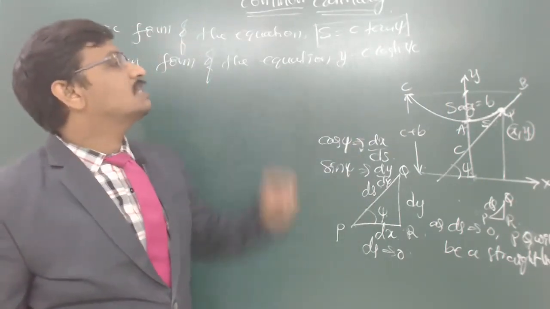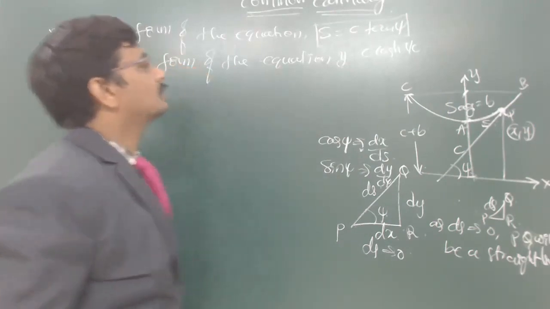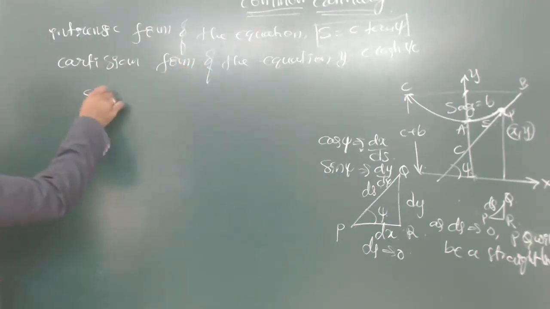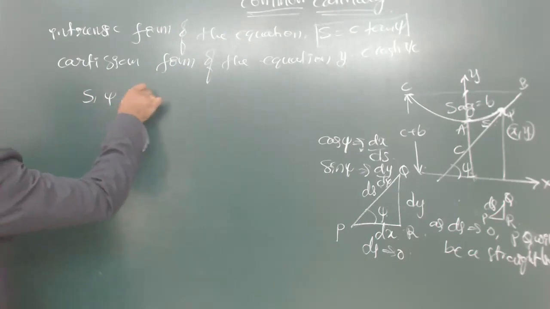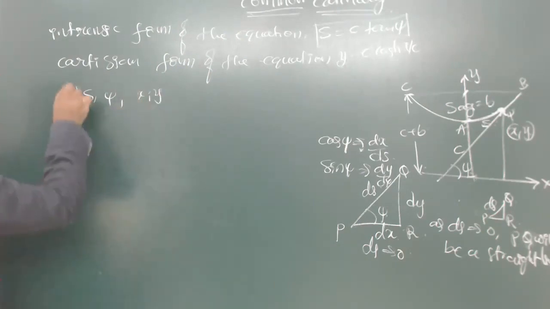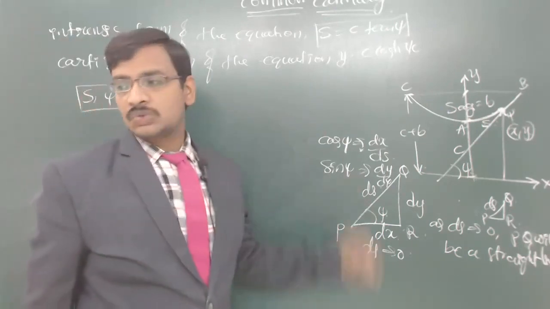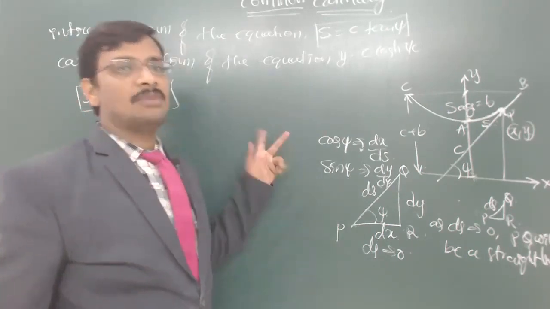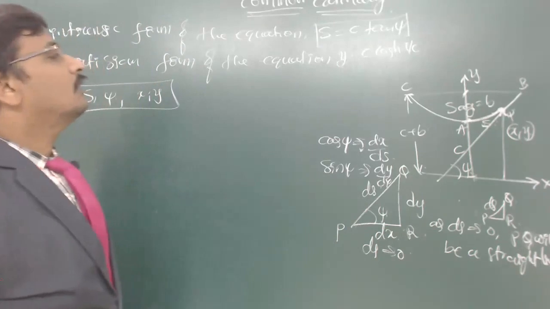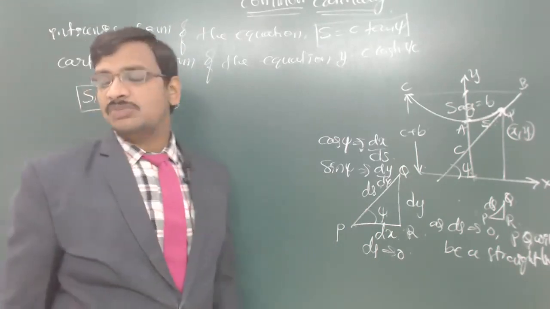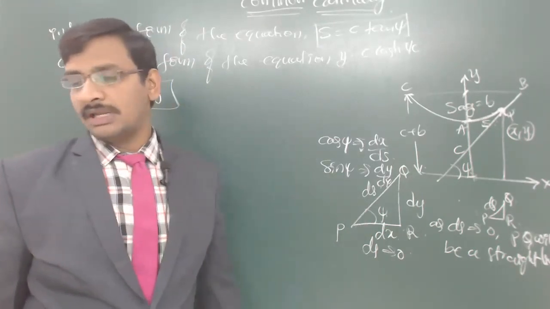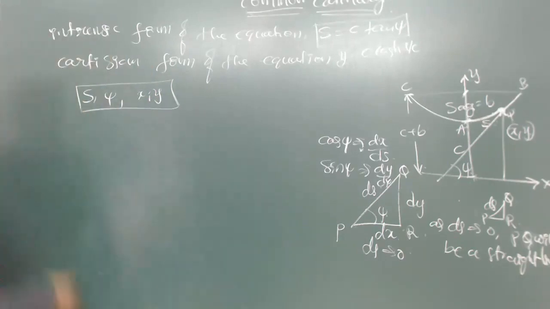Now using these four variables, that is S, psi, x and y, these values are interrelated with these two formats. So this can be interrelated. Now we will try to establish the relations between different variables in this particular case. So let us consider one particular case.